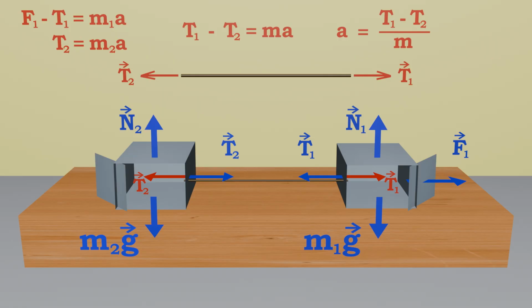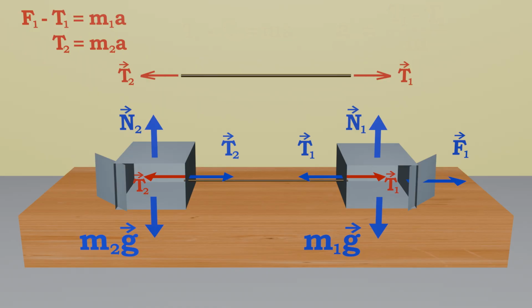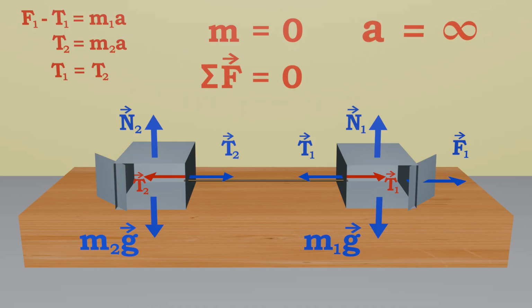Why? Because if they weren't, the equation would imply that the massless string accelerates infinitely fast and shoots past both objects, which obviously doesn't happen. The answer is T1 equals T2 because the string is massless. This leads to an important general rule. For any massless object, the sum of all forces acting on it must equal 0. Otherwise, it would experience infinite acceleration.